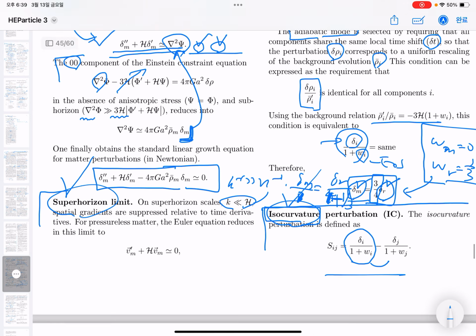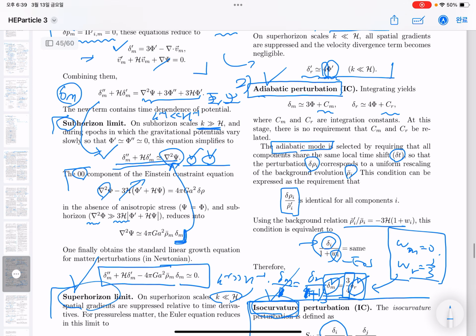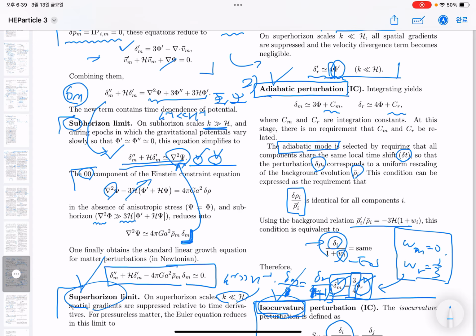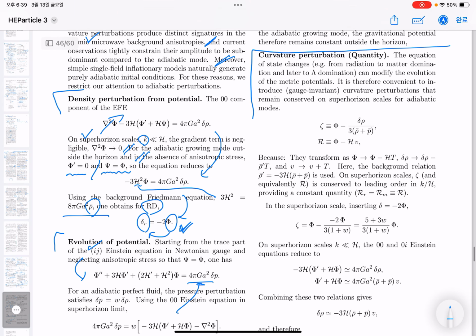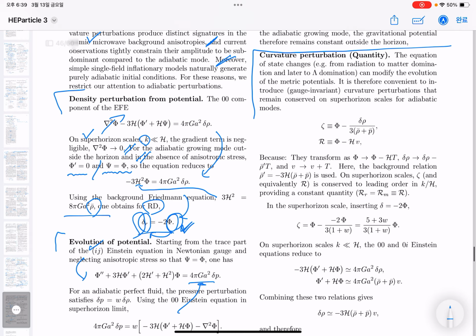Maybe there are some strange points for this relation. Oh, I see. So we did not determine the constant C_R here. So the delta R radiation perturbation and the scalar perturbation follow this relation.